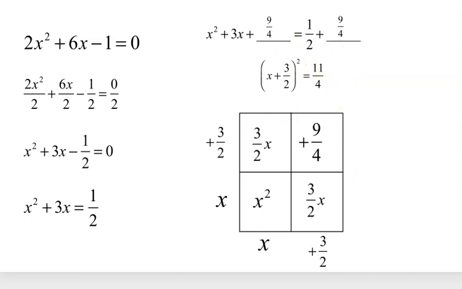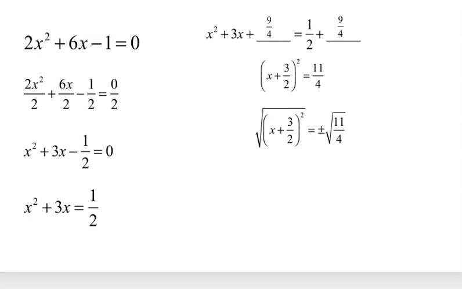What's next? Take the square root of both sides. Remember though, when you take the square root of both sides, you must put in a plus or minus. So the square root of the left-hand side equals plus or minus the square root of the right-hand side. So the left-hand side will just be x plus 3/2. The right-hand side, plus or minus square root of 11 over square root of 4. Square root of 4 is, of course, 2.